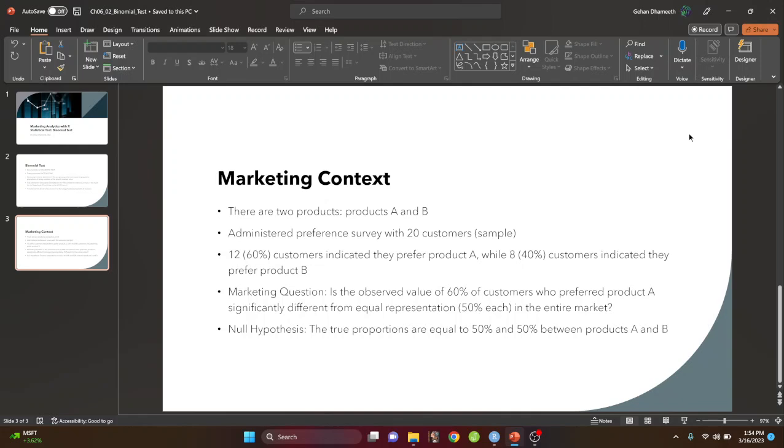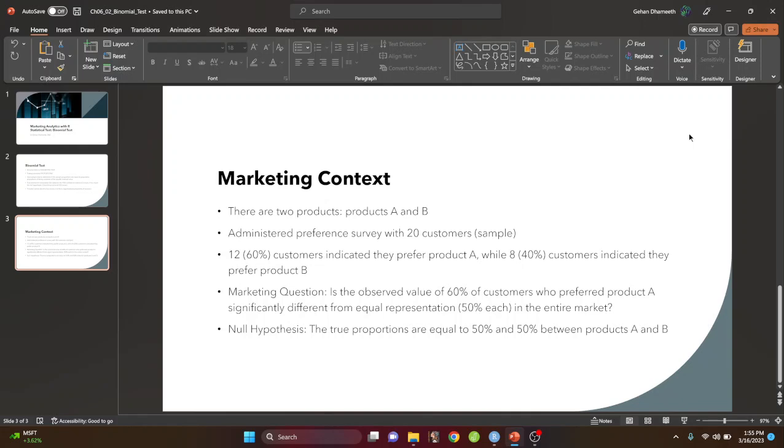Now, the question a marketing manager or the head of marketing would have is: does the observed value of 60% of customers who preferred product A significantly differ from equal representation? Now, equal representation should be 50% for product A, 50% for product B. And you try to understand this in the entire market. So you take a sample, you calculate the sample statistics, and you want to generalize that to the entire market. That's what we're going to do.